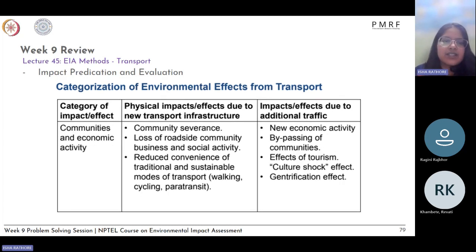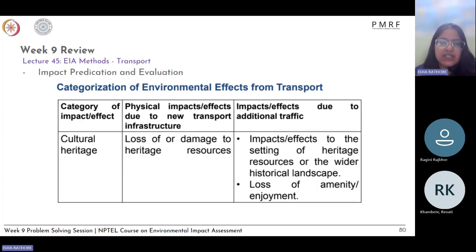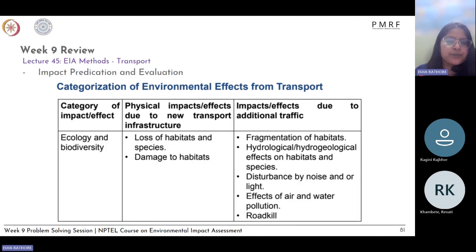Then how it affects the communities and economic activities, whether new economic activity is generated, whether community severance is happening, reduced convenience of traditional and sustainable modes of transport, whether it's affecting that. So all of these things are considered, whether cultural heritage or loss or damage to any heritage resource is happening. All of these are again things which we consider when a transport project is proposed.